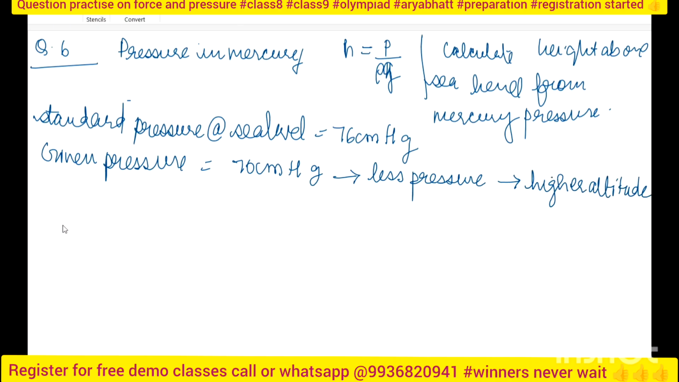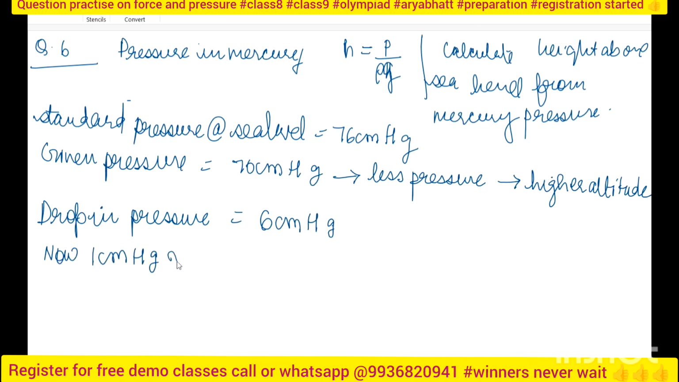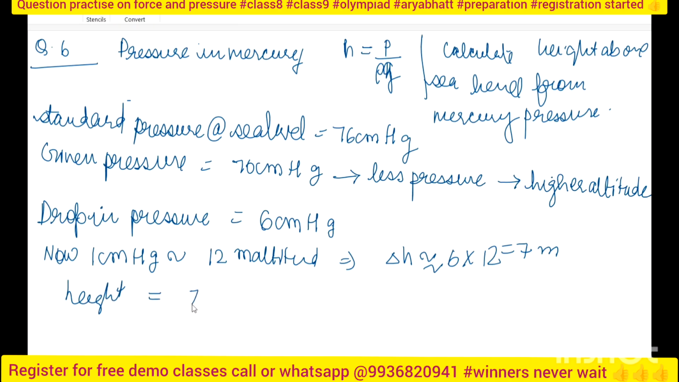Now next is the drop in pressure. They have given the drop in pressure, and it is 6 centimeter Hg. So I can say that 1 centimeter Hg corresponds to approximately 12 meters of altitude. So delta H is approximately 6 into 12, that is 72 meter. The required height is 72 meter above sea level.